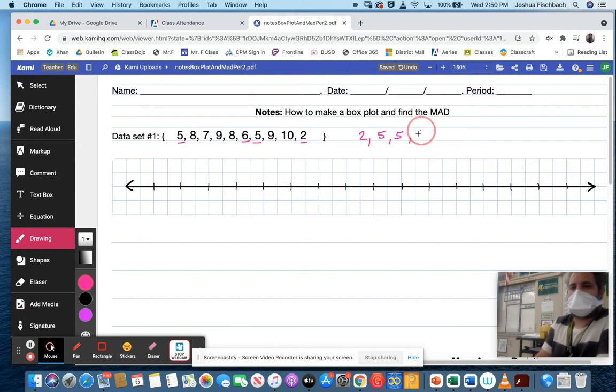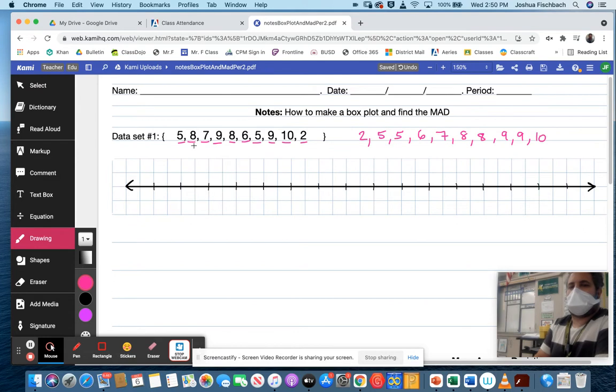So then there's a 6. I see no other 6s. I see a 7. Ooh, 7. And I see an 8 and another 8. So that's 2 8s. And I see a 9 and a 9. And then there's a 10. So I got 9, 9, and 10. And I can underline all of them.